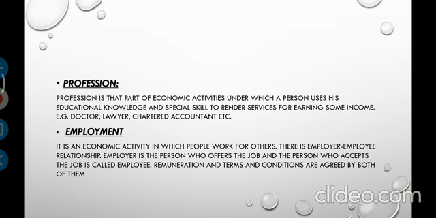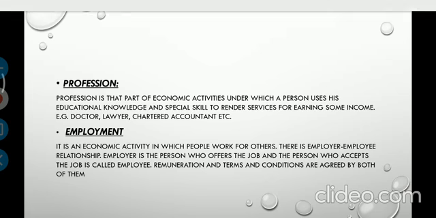What do you mean by profession? Profession is that part of economic activities under which a person uses his educational knowledge and special skills to render services for earning some income. It is an economic activity. Definitely it is related to earning money, but here you are not producing and selling anything. You are using your educational knowledge and special skills to render services for earning some income.